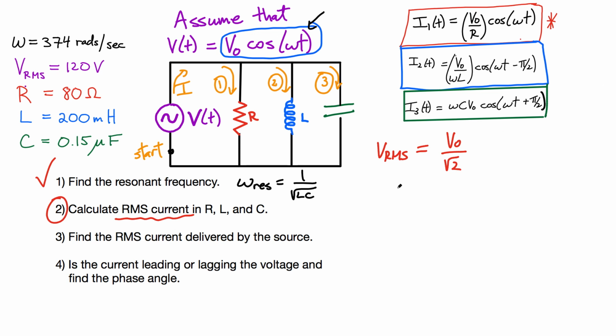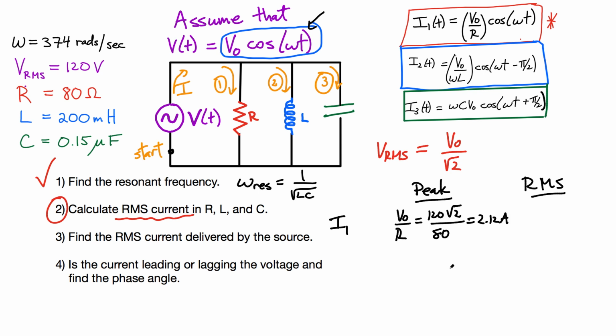Let me make two columns here. Let's write peak and also RMS for each current. So for the current I1, our peak value is simply V naught over R. The peak value is going to be my 120 multiplied by root 2 and divided by 80 ohms. The peak, if I did that correctly, is 2.12 amps.